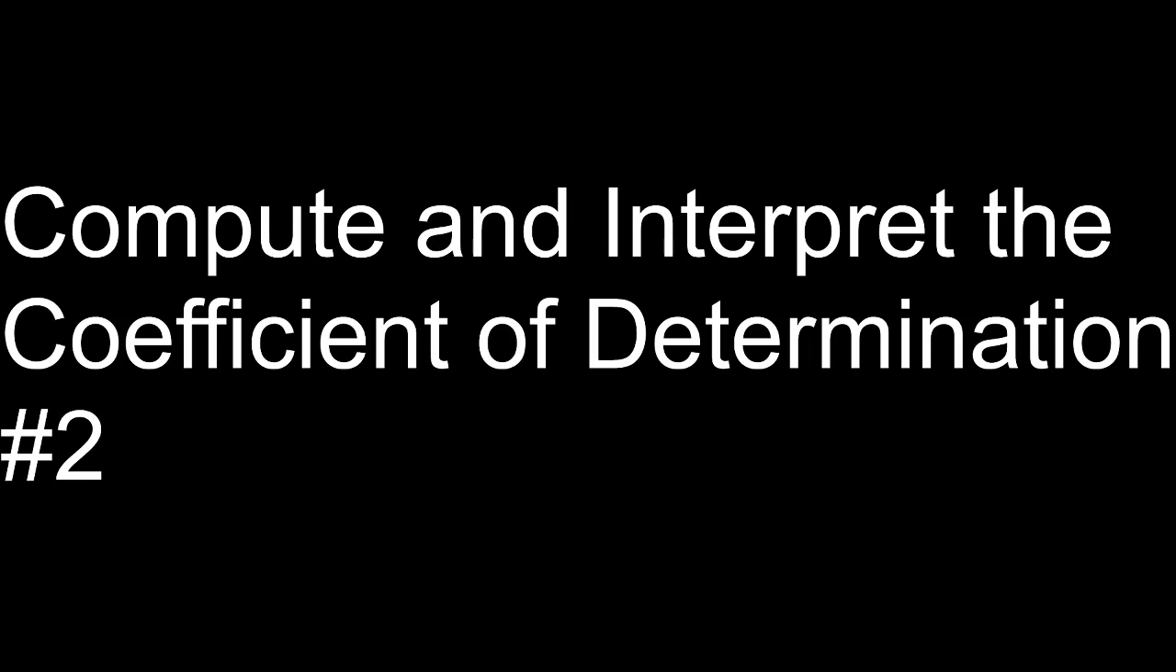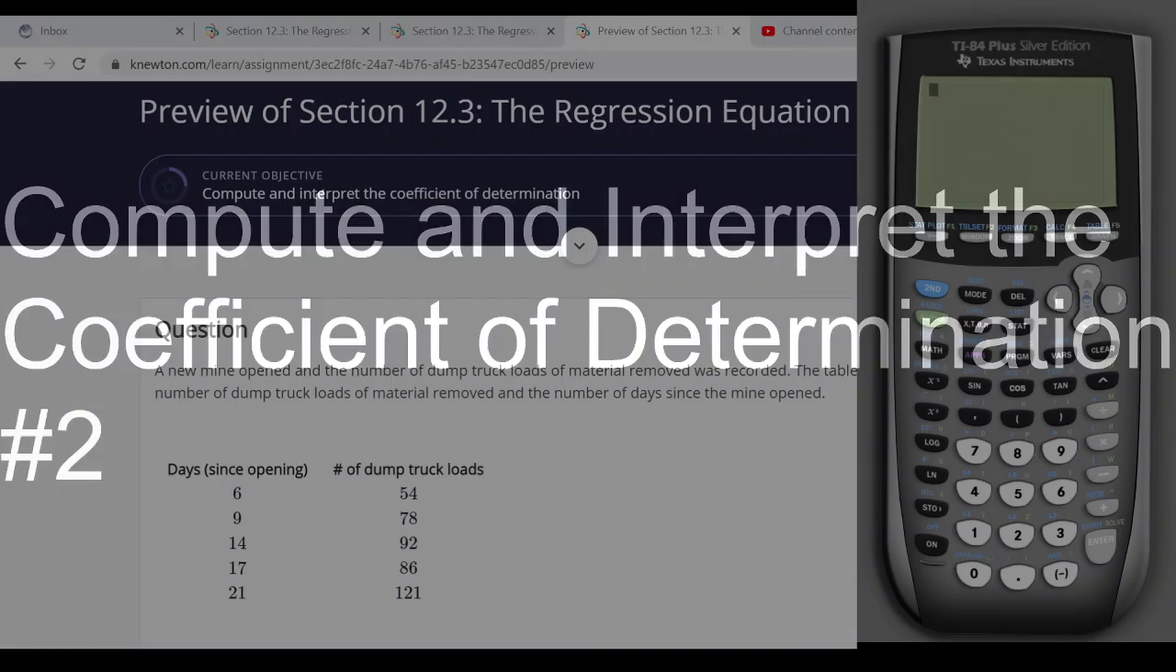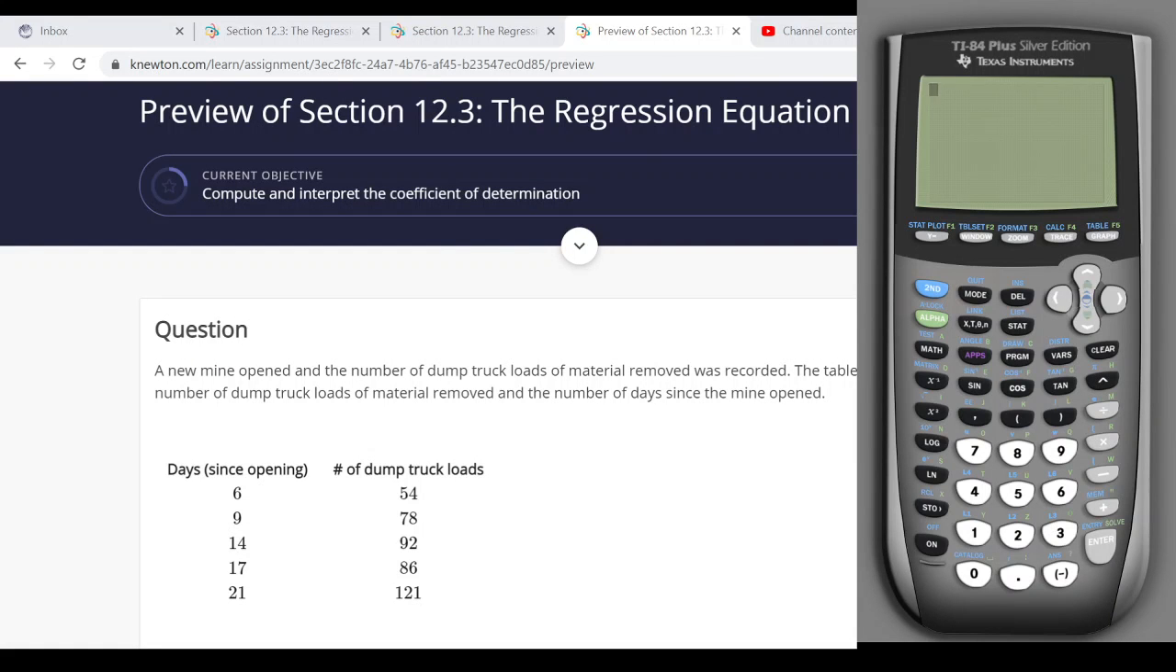And if you remember how to find the correlation coefficient R, this coefficient of determination is simply that squared, R squared. Okay. All right, I got the calculator up.